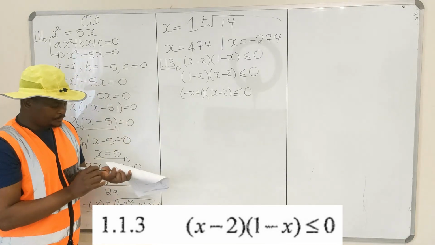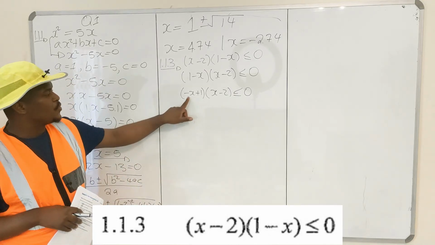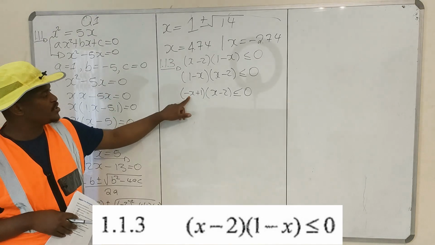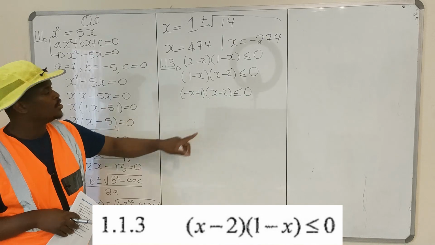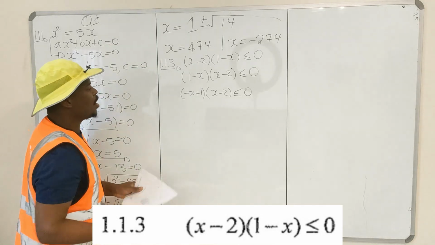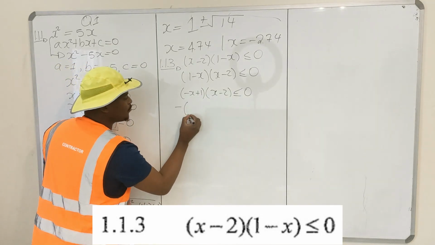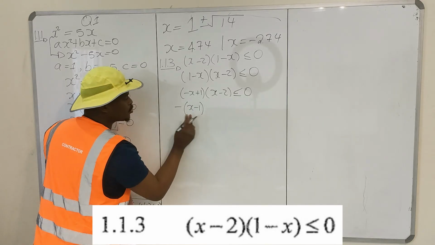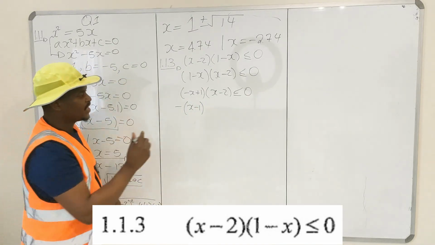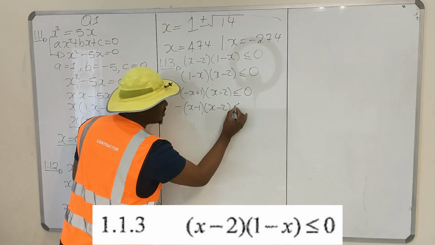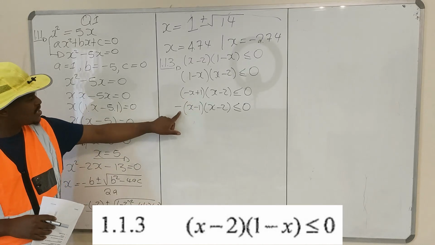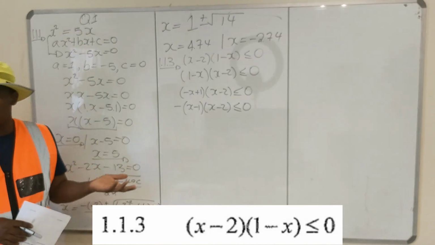Okay. So now the problem that we have is that we have a negative in front. We want to have a positive x like we always do. So you take out the negative as a common factor. I'll have negative of what? Of x minus 1, times x minus 2 is less or equal to 0. So this is exactly the same thing, we just took out the negative as a common factor. When you multiply by this negative inside this bracket, it still gives you the same thing.